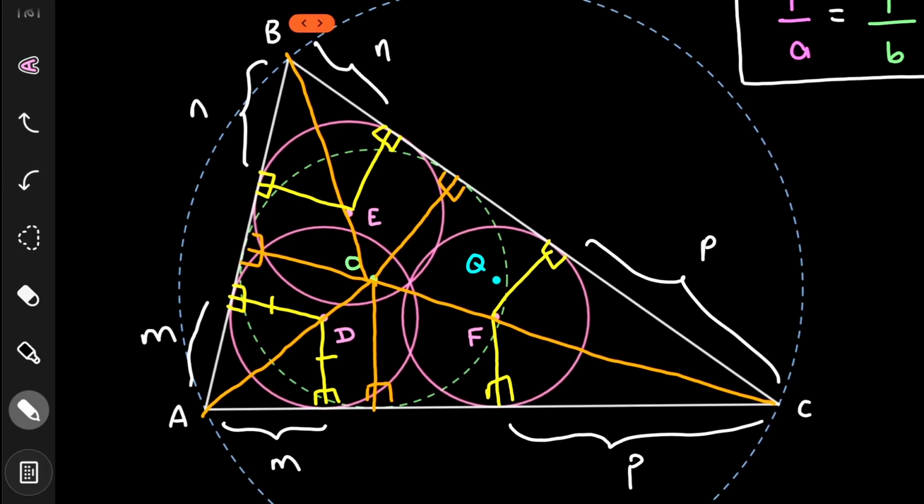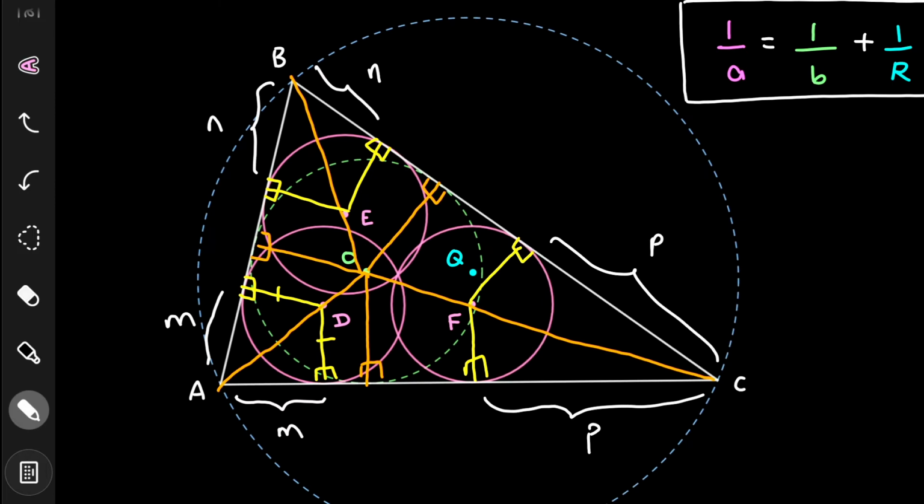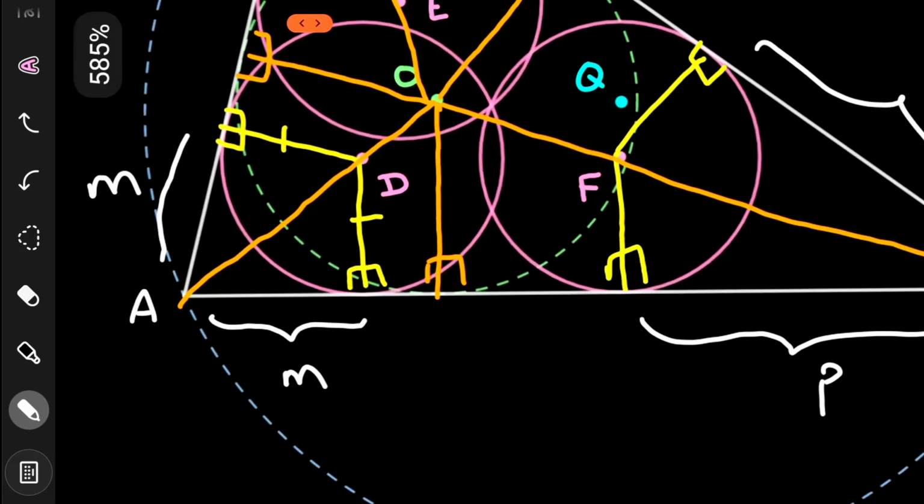Remember that. Okay. Now we can see that the radius of the pink circle is given as A. So all these yellow perpendiculars that you can see in this diagram have a length A. And similarly, the radius of the green circle is given. So all these orange perpendiculars that you can see have a length B. Okay. Now carefully look over here.